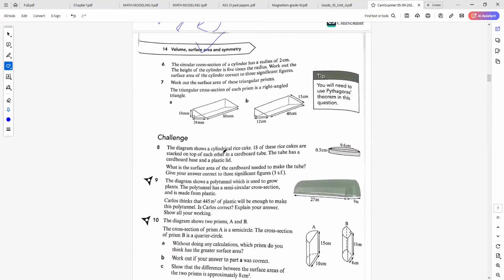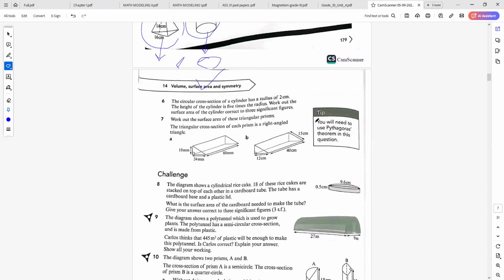Then here they have given a tip. You will need to use Pythagoras theorem in this question. So whenever we encounter a right angle triangle, we will need to use what? Pythagoras theorem. So we basically know Pythagoras theorem in a right angle triangle. So this is what Pythagoras taught, in a right angle triangle.